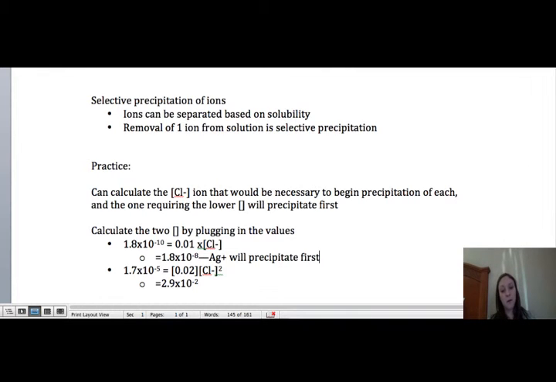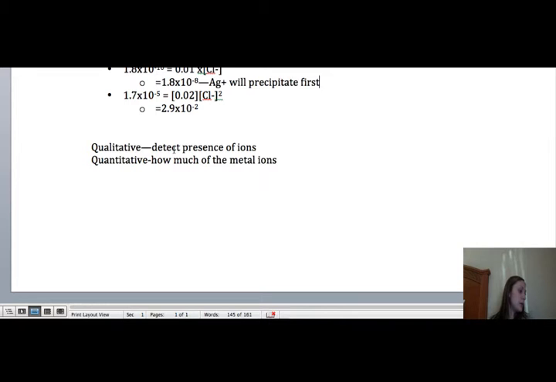Alright, the last thing deals with qualitative and quantitative analysis for metallic elements, and that's all you've got to write in your blank, what's right here. Qualitative means that you detect the presence of ions. All you're saying is, is it there or not? Quantitative is how much of your metal ion is there.